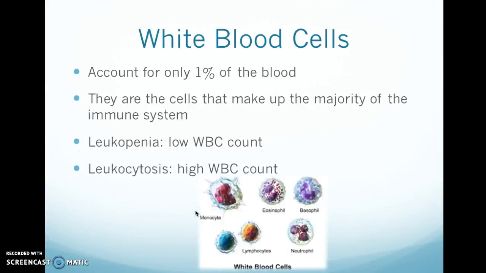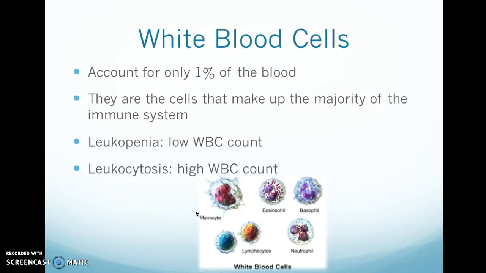Okay, and then the next group is the leukocytes, or the white blood cells, and these account for only 1% of the blood. They are the cells that make up the majority of the immune system, and then they are made in the bone marrow from hematopoietic stem cells. And then there's just some different types of diseases you could have with white blood cells. They are the leukopenia or leukopenia. I'm not really sure how to pronounce that.